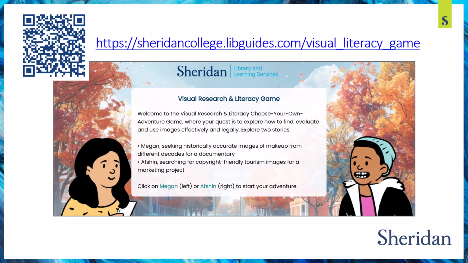The Visual Research and Literacy game includes 2 stories for students to explore. In the first game, Megan is a film student who's working on a documentary, and she's looking for historically accurate images of makeup from different decades. In the second story, Afshin is a marketing student who's searching for copyright-friendly images for a tourism-related project. Students step into the roles of these fictional characters and make choices as they explore the stories.